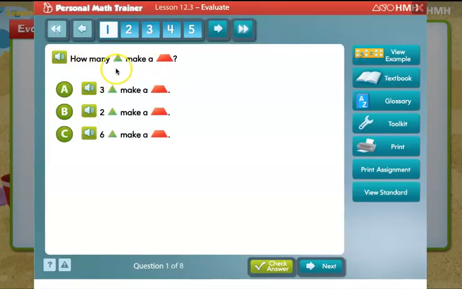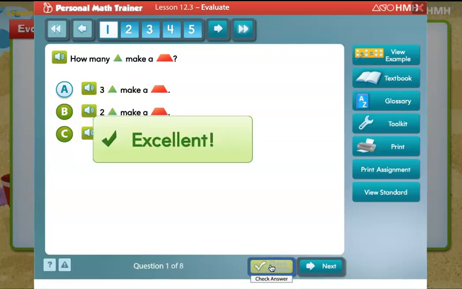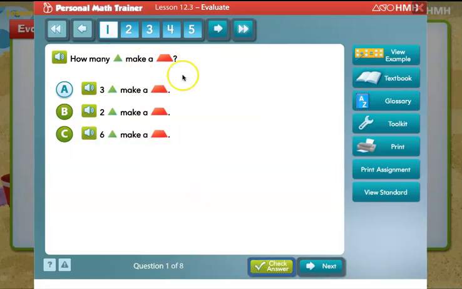Okay, how many triangles make a trapezoid? Are there 3, 2, or 6? The way you figure that out is if you would put a triangle here and there would be another one up here, there would be a third one here. So if you picked 3, excellent! You are correct. There are 3 triangles that make up a trapezoid.